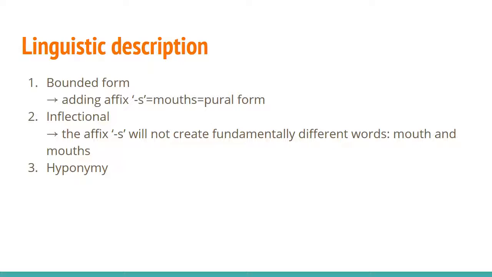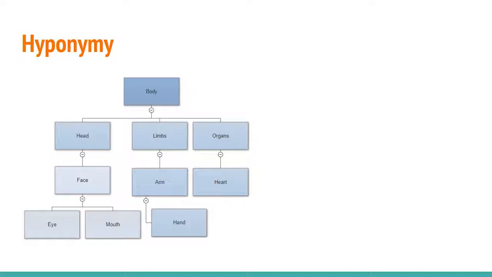Moreover, the five words come from the same hyponymy. They are under the same hierarchy of kind-of semantic relations, from general to specific. And this slide shows that the five words can be visually presented as a taxonomy.